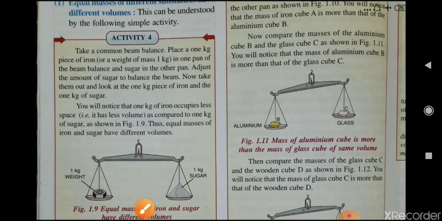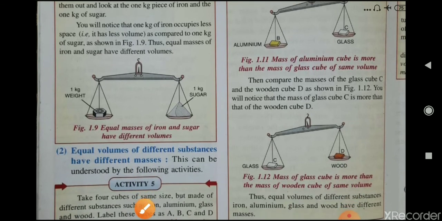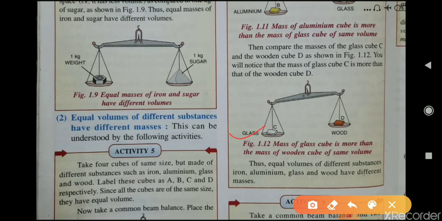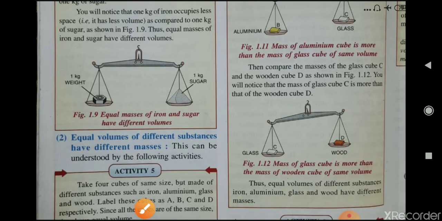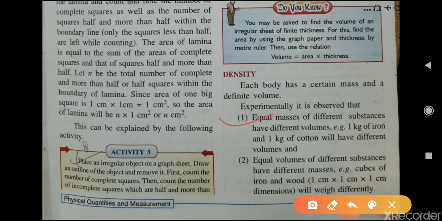Now by comparing glass and wooden cubes that are also of the same size and same volume, you will notice here that the mass of glass cube C is more than the wooden cube D. Thus, these all cubes have equal volumes, but they have different masses. Thus, equal volumes of different substances, iron, aluminium, glass, and wood, have different masses. So from here, it is concluded that equal masses of different substances have different volumes and equal volumes of different substances have different masses. Understood all of you?